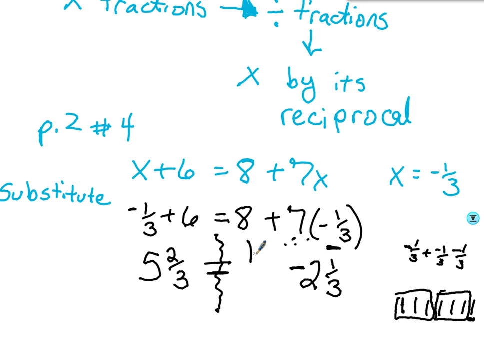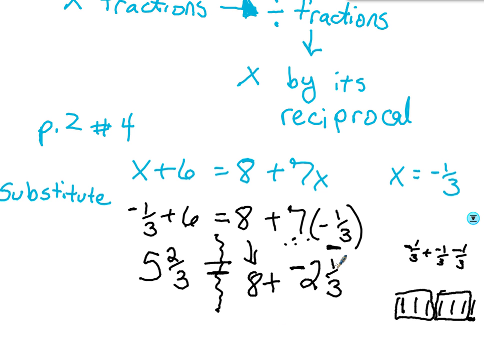And then you also have to bring down the 8 that negative 2 1/3 is being added to. I don't know what 8 plus negative 2 1/3 is. Negative 5 or positive 5? It will have to be a positive.